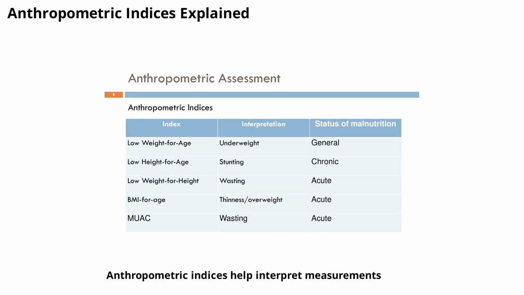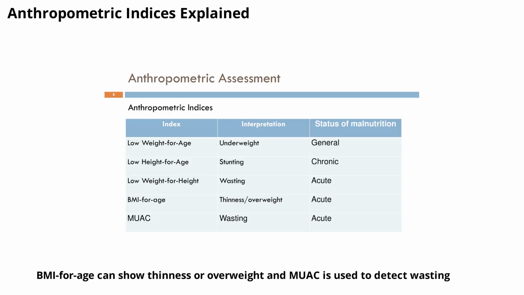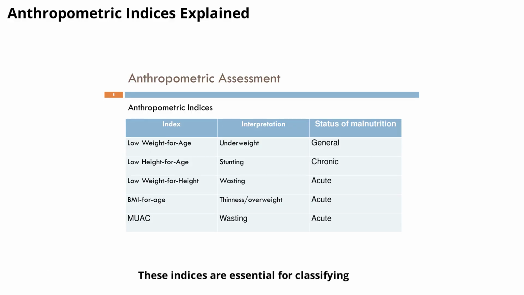Anthropometric indices help interpret measurements. Low weight for age indicates underweight, low height for age signals stunting, chronic malnutrition, and low weight for height points to wasting, acute malnutrition. BMI for age can show thinness or overweight, and MUAC is used to detect wasting. These indices are essential for classifying nutritional status and guiding appropriate interventions.